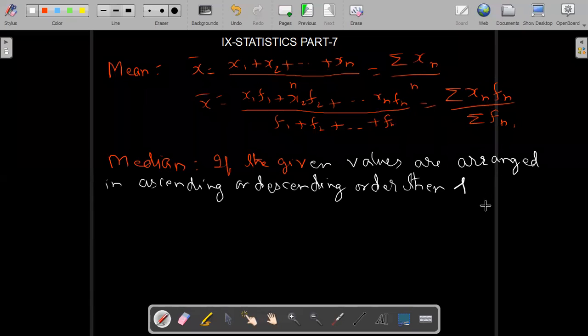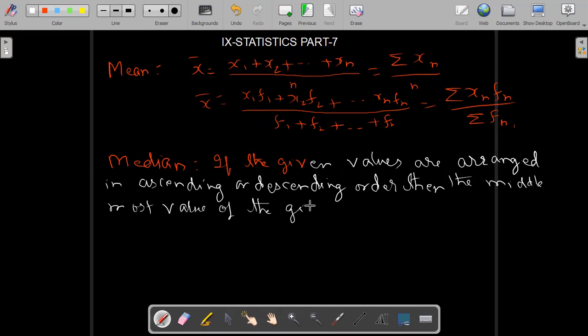Then the middlemost value of the given observations is called its median.